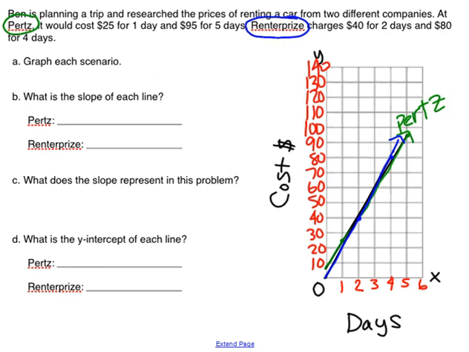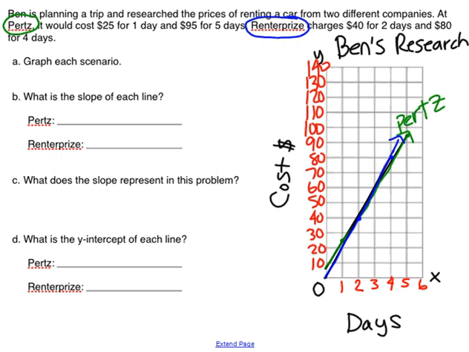Okay, so part A we did. The other piece is we'll put a title for our graph. So we could say maybe something like Ben's Research or Car Company Prices, something like that.